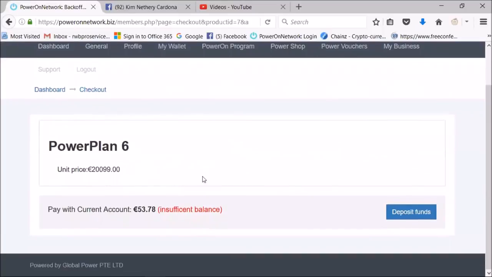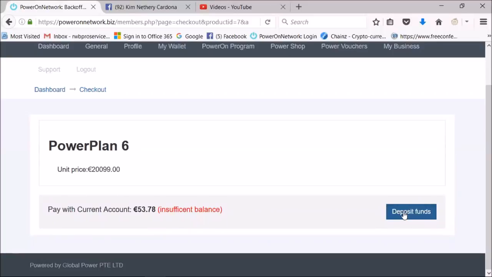As of right now, I only have $53.78 euros. It's insufficient balance. Of course, that's what it's going to say. So this is the price of it. If you did have the money in there, you would instantly be able to purchase that Power Plan 6, and then you would instantly be able to get those coins into your back office.